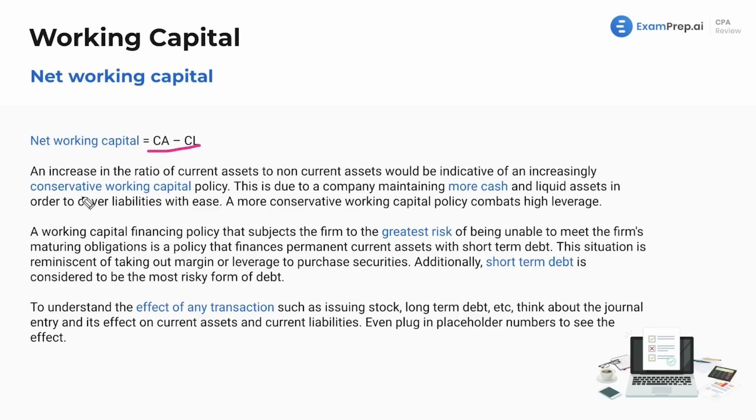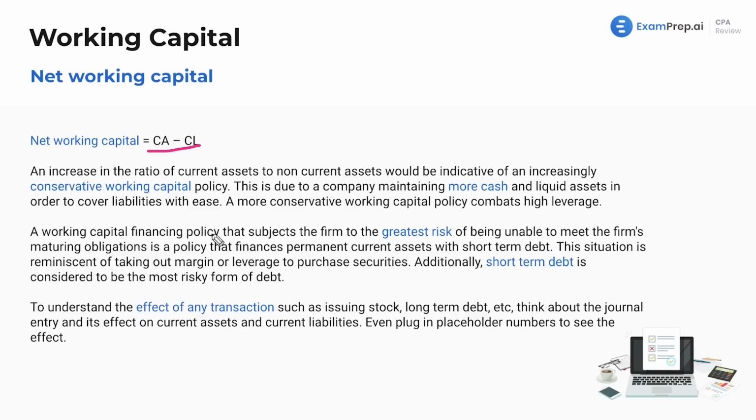If you're getting more aggressive in your working capital policy, then you could buy more long-term assets under the assumption that they're going to increase in value or that they're going to produce you a lot of results. So this is due to a company maintaining more cash and liquid assets in order to cover liabilities with ease. Now, the downside to this is, well, you have more cash, and cash kind of just sits there and loses value as inflation happens. More conservative working capital policy combats high leverage. All of these points you could for sure see in a multiple choice question setting or something such as that.